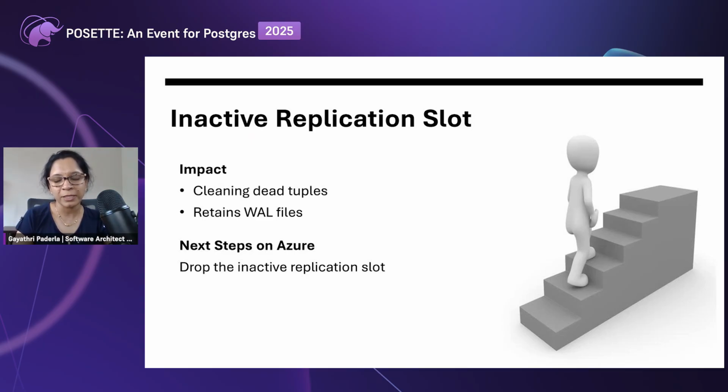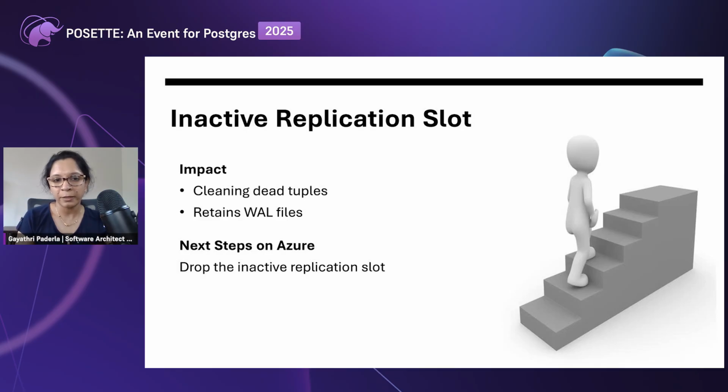Let's go through that. Inactive replication slot. Replication slots are the things which take care of retaining the WAL files until they are consumed by the replica. If a replication slot is inactive, which means the WAL files are not being consumed by the replica, these WAL files remain on the primary server occupying the disk. And it also leads to dead tuples not getting cleaned up.